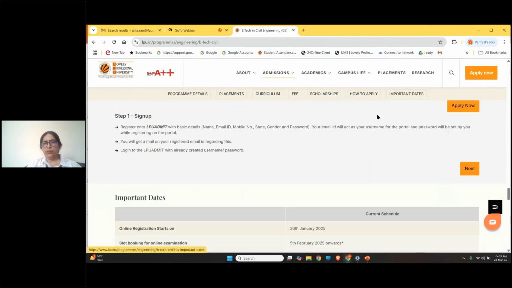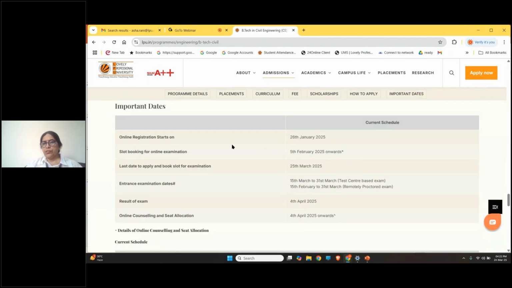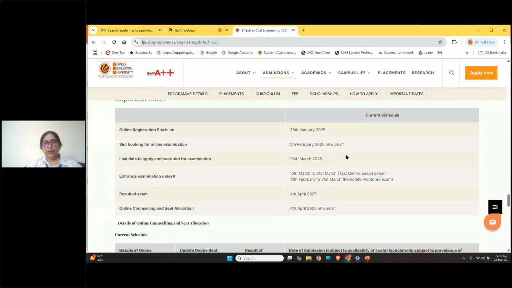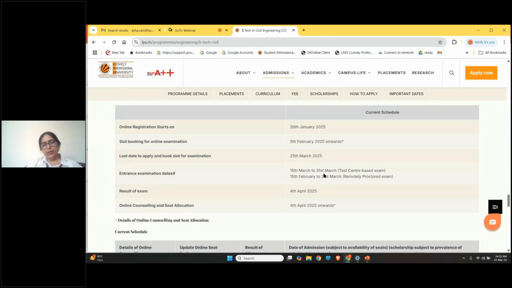If I'm talking about dates, online registration has already started, and the slot booking and online examination is also going on. The exams are being conducted nowadays. So accordingly, you can choose your slot and appear in that LPU NEST program. The last date to apply is 25th of March. You see, tomorrow is the last date to apply and to get the maximum applicable scholarship.